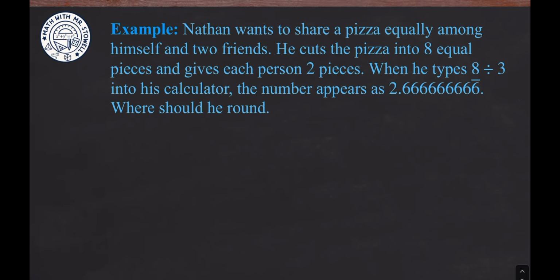Let's look at this one. Nathan wants to share a pizza equally among himself and 2 friends. He cuts the pizza into 8 equal pieces and gives each person 2 pieces. When he types 8 divided by 3 into his calculator, he gets 2.6, repeating on forever. Where should he round? Well, let's think about this.